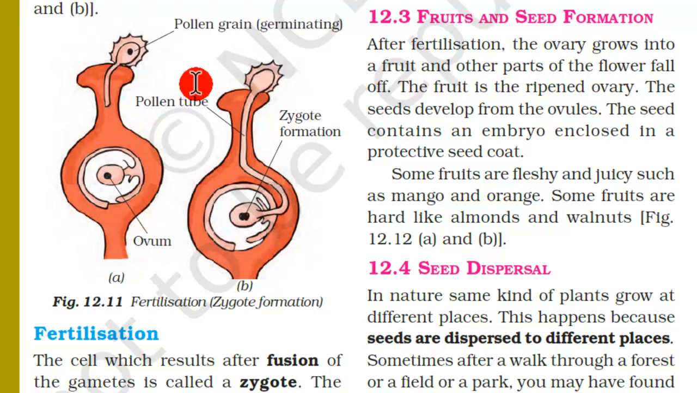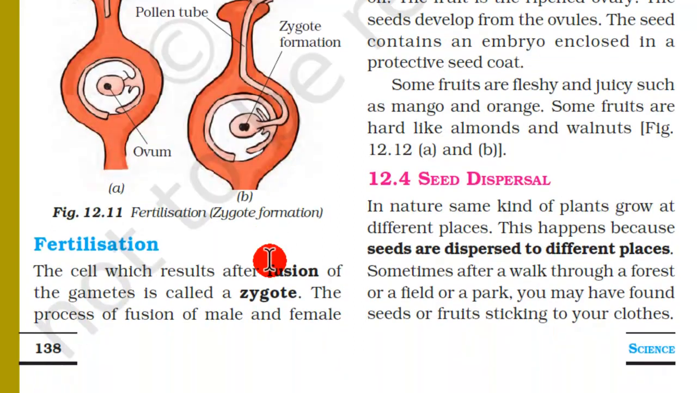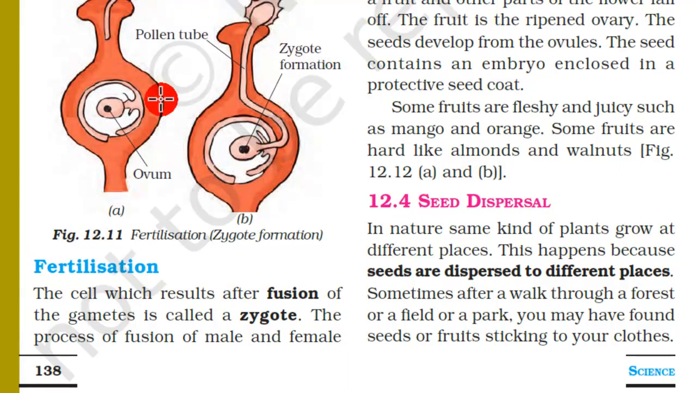Let's see this picture. This is the zygote formation, that is, where fertilization takes place. In fertilization, the cell which results after fusion of the gametes is called a zygote. The process of fusion of male and female gametes to form a zygote is called fertilization. The zygote develops into an embryo.